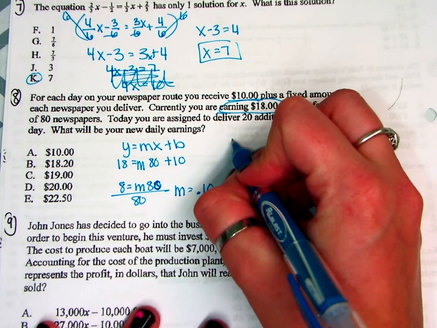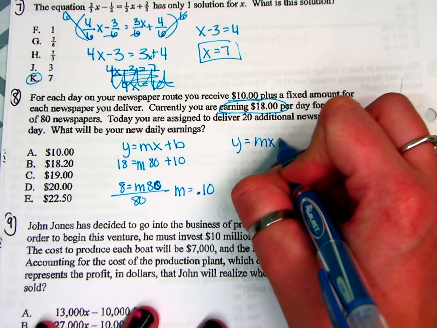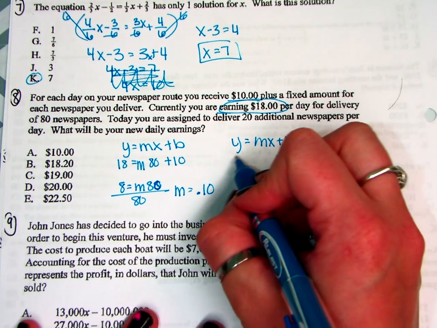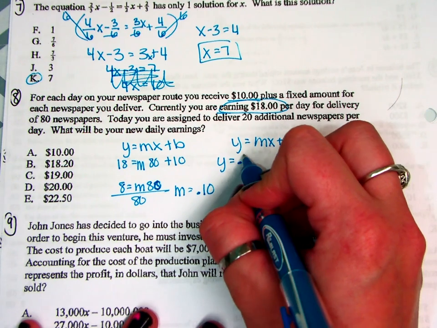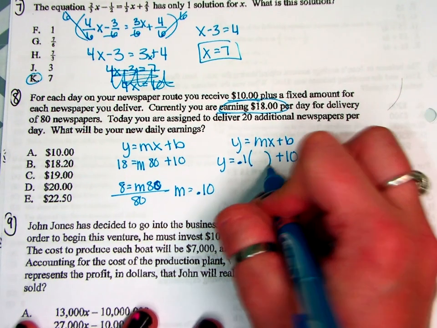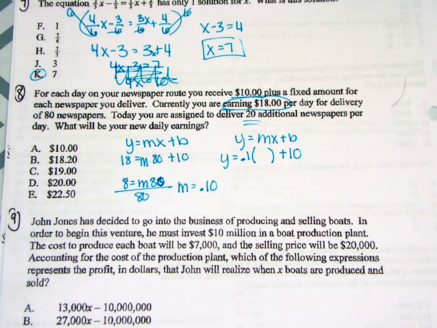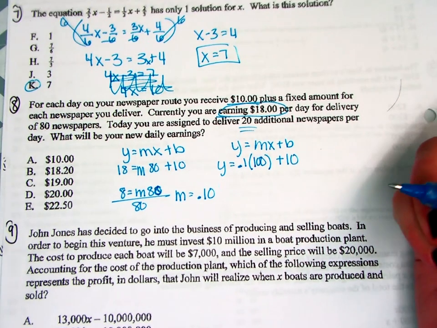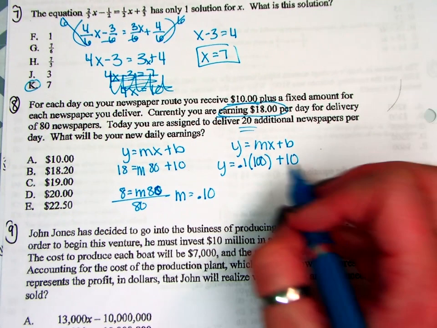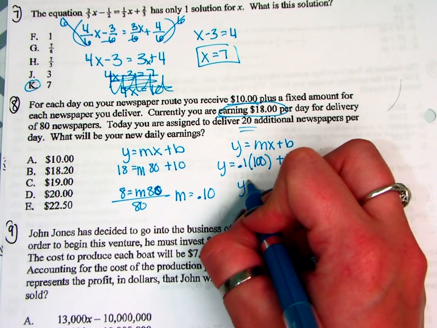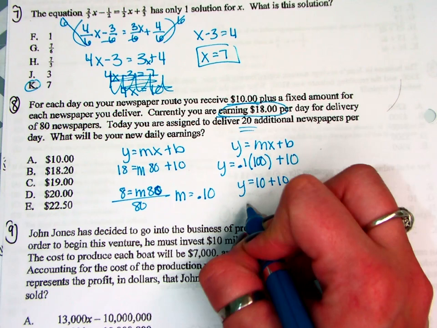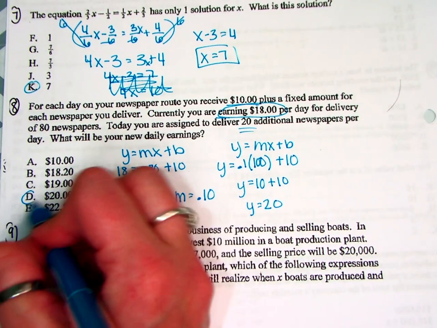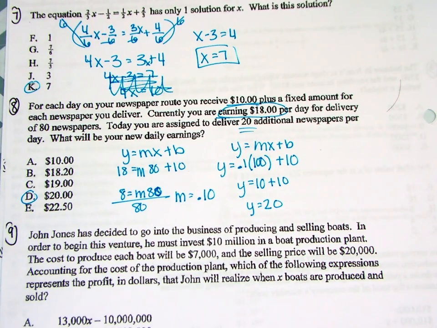Now we can figure out how much money we're going to make, because we know that we make an original $10. Every newspaper I sell, I get 10 cents. In this case, we're doing 20 additional newspapers. So 80 plus 20 is 100. Now I'm selling 100 newspapers a day. To figure out how much that is, 0.1 times 100 is 10, plus another 10 is 20. So you earn $20 by selling 20 additional newspapers.